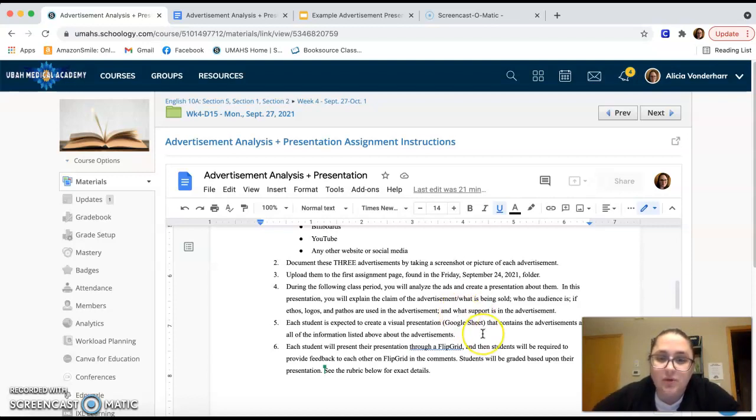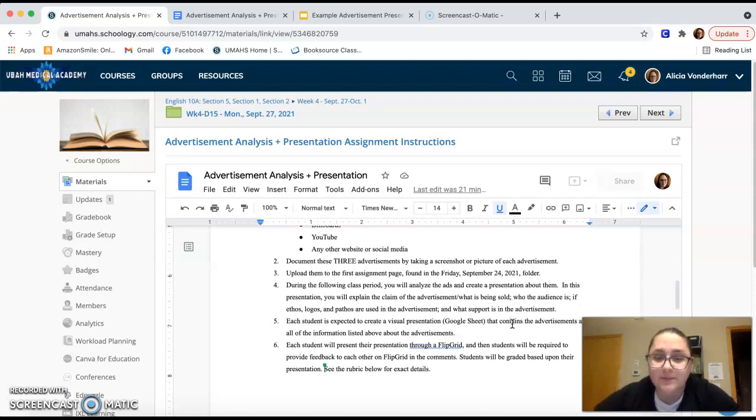So you're going to each create a visual presentation that contains the advertisements and all of the information listed about the advertisements above, okay? And then you will actually be presenting your presentation through a Flipgrid, and then your classmates will be required to provide feedback. You have to choose at least one other presentation that you're going to provide feedback on, and I'll give you guys an outline of how to give constructive feedback, okay?